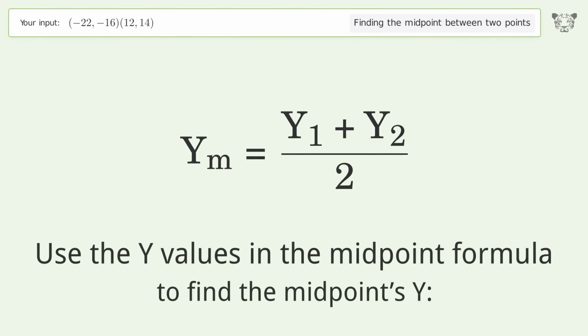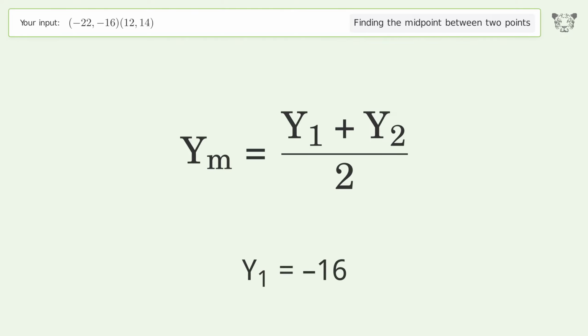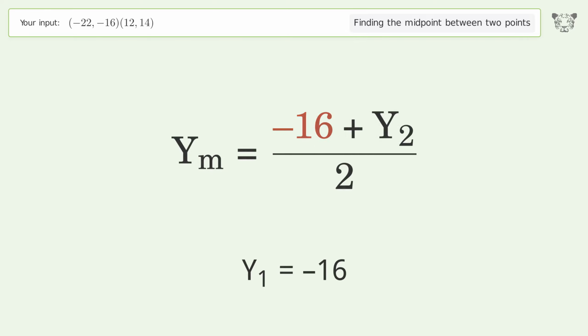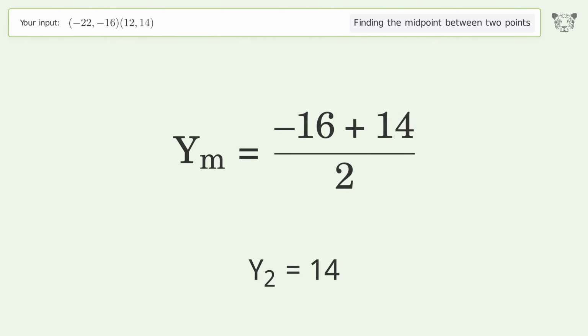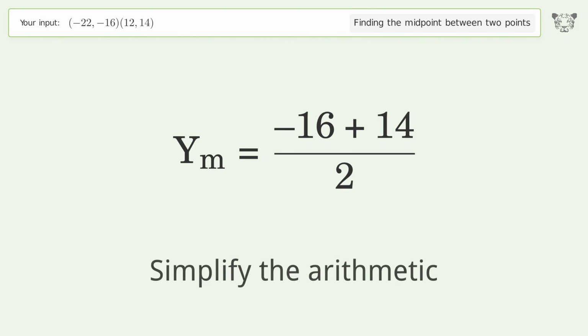Use the y values in the midpoint formula to find the midpoint's y. y1 equals -16. y2 equals 14. Simplify the arithmetic.